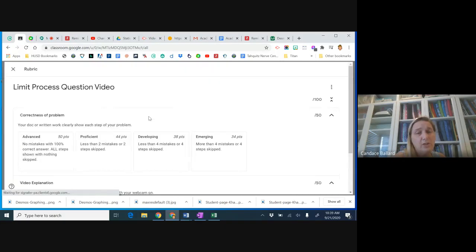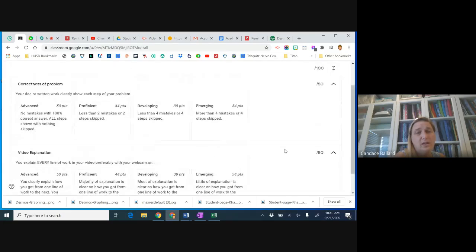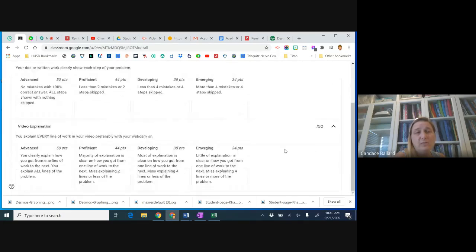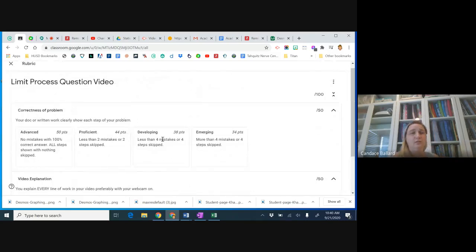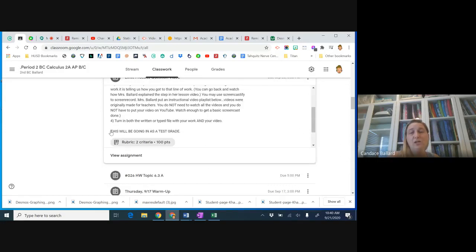There's also a rubric there that tells you how I am going to grade this. There's really two things I'm looking for: the video explanation and if the problem's correct. Then we will score accordingly. This is going in as a test grade. The quiz will probably be rated a little bit higher, probably more points than the test, but there's then the video. But I need this by Friday at 5 p.m.